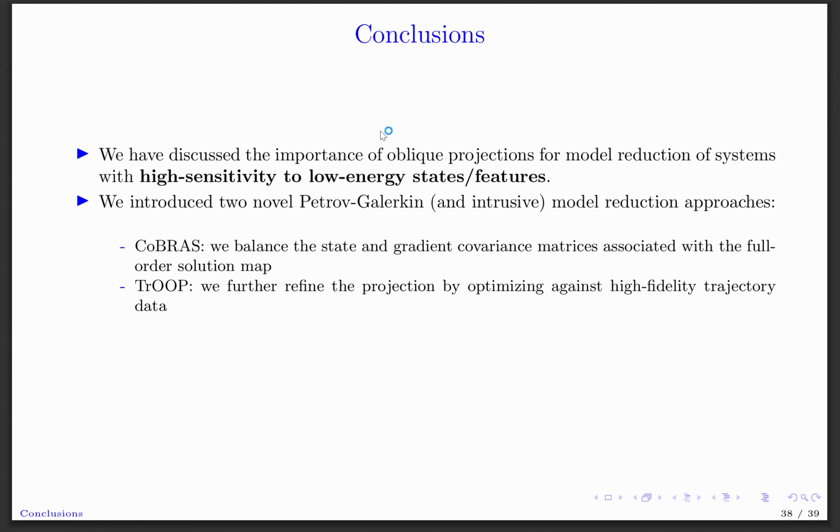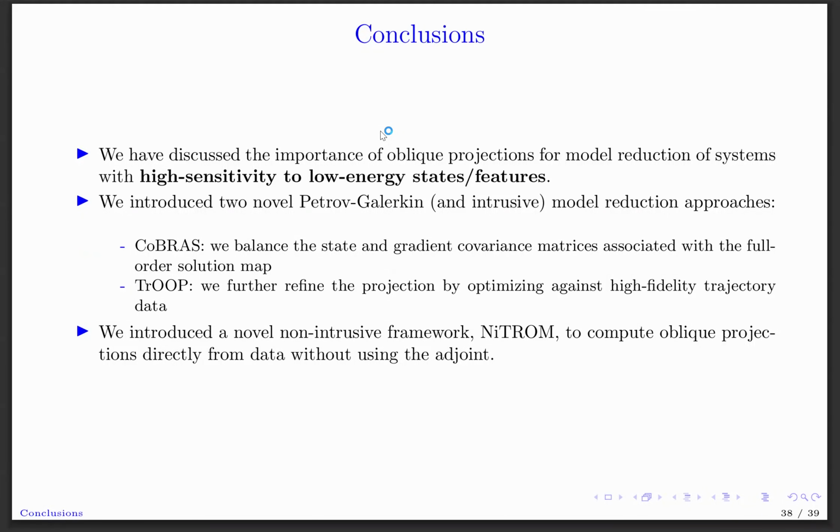So we introduced two novel Petrov-Galerkin formulations, COBRAS and TROOP, that I talked about in the first 2/3 of the talk. And then we went one step further, and we asked how to relax the requirement: how do we get oblique projections without using the adjoint? And so we derived this NiTROM formulation.